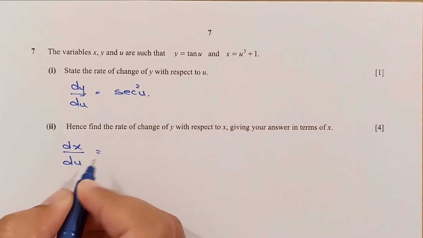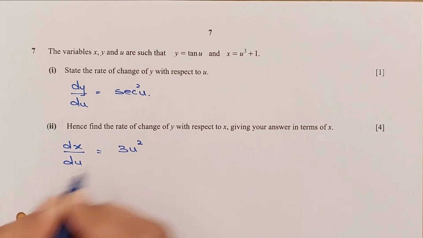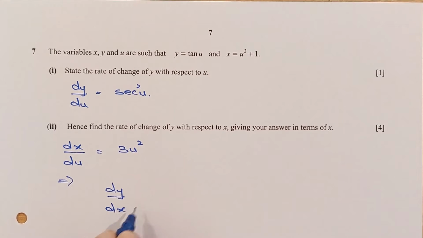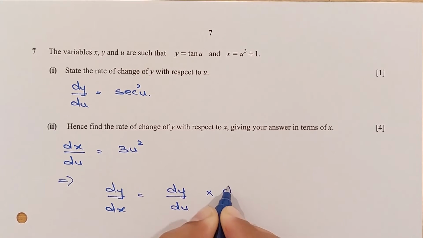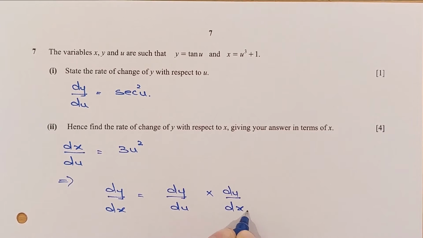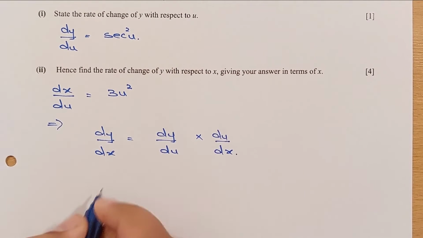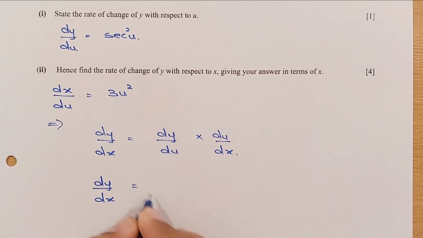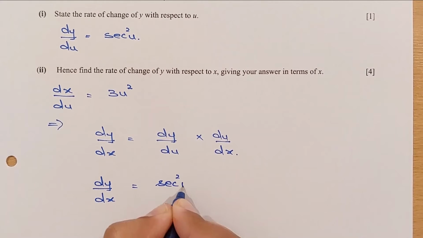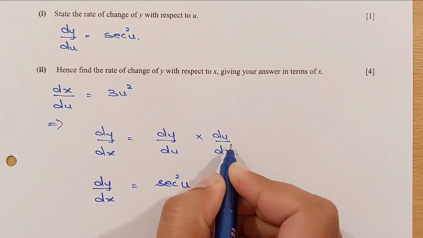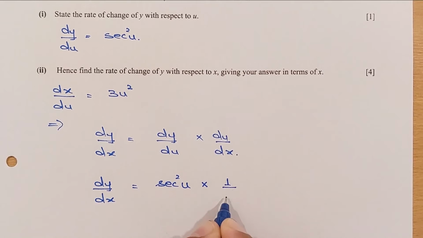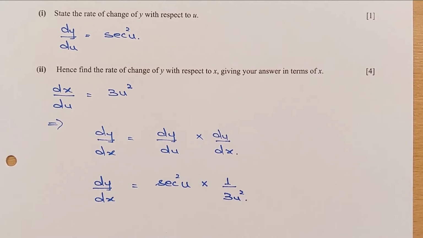The derivative of x with respect to u is just 3u squared, right? Okay, so dy over dx we have to find, so we have to apply the chain rule here: dy over du times du over dx. From the first part, we know dy by du. So dy by dx is equal to dy by du, which is secant squared u, times du over dx, which is dx by du inverted. This is 1 over 3u squared, right?